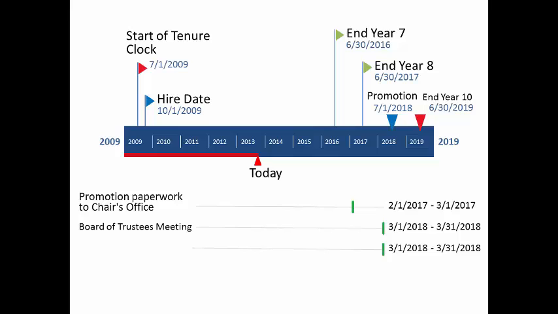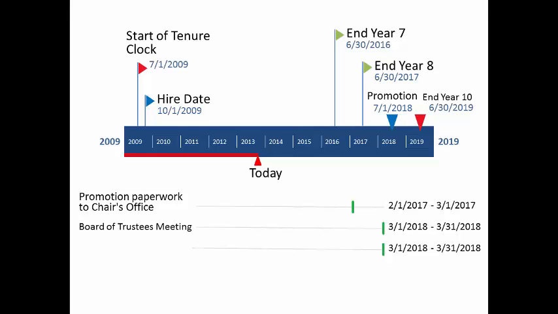So this timeline just clarifies for people what really counts as you move along, and this is for a tenure track investigator. So the tenure clock starts on July 1. Even if you're hired on October 1, the clock starts July 1, which is our academic year. And then if we're going to get this person promoted, I have to have all the paperwork, their entire portfolio together between February and March of 2017, if they started in 2009.